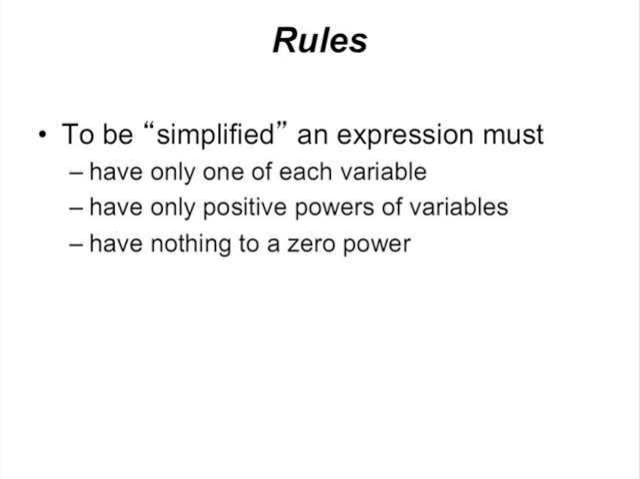You should only have positive powers of variables. So if you have any negative exponents, we need to take care of those using that negative exponent property by flipping them over and putting them in the denominator. And you should have nothing to a 0 power, because anything to a 0 power is just equal to 1, so we would want to take care of that as well. If those 3 things are satisfied, then your answer is simplified.